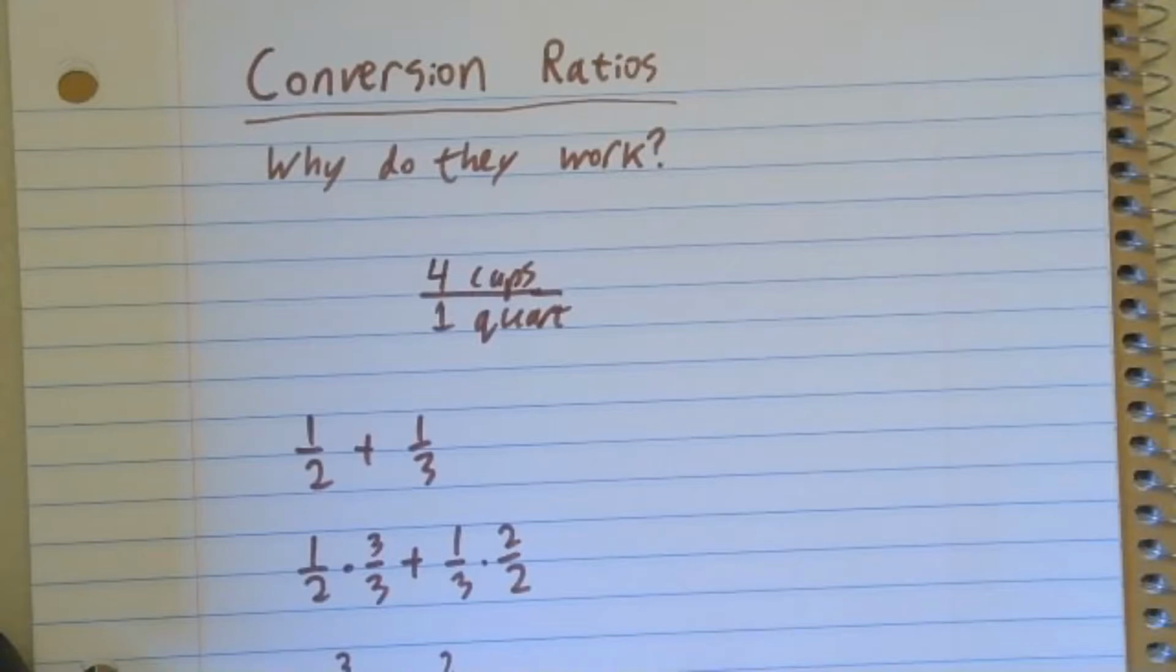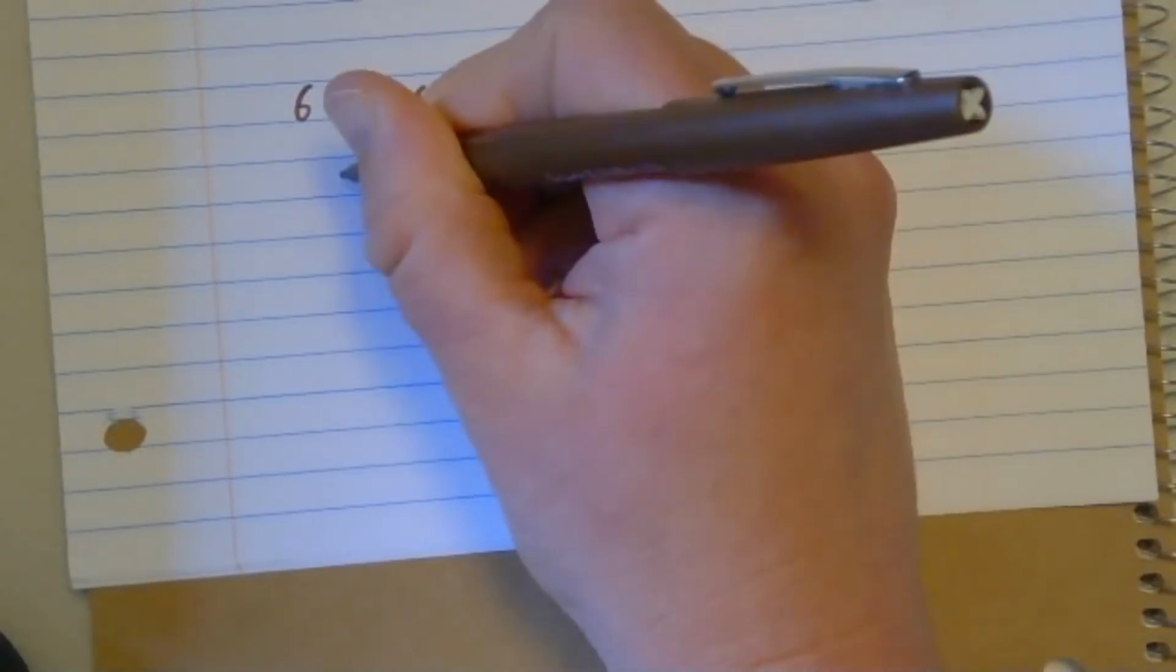So if I have a situation where I upscaled a recipe quite a bit. Originally, my recipe called for 6 cups of orange juice. And then I decided to double that recipe. So I doubled my recipe, so now I would need 12 cups of orange juice.